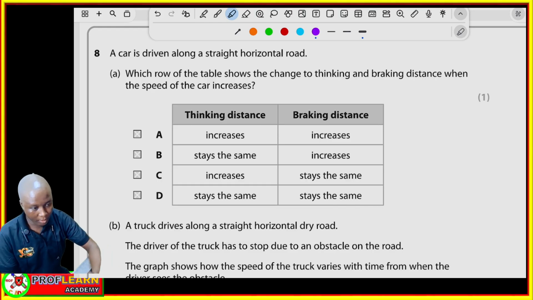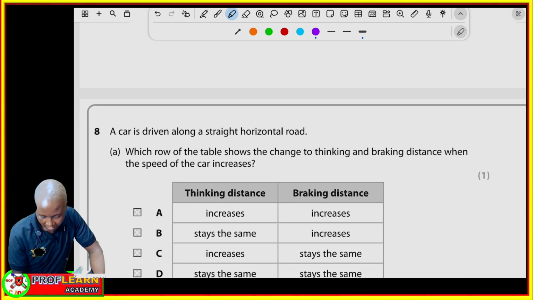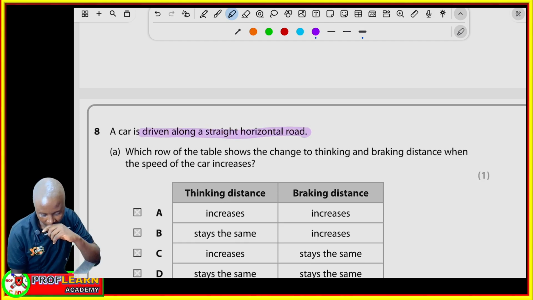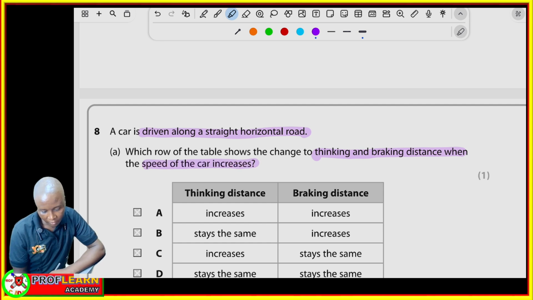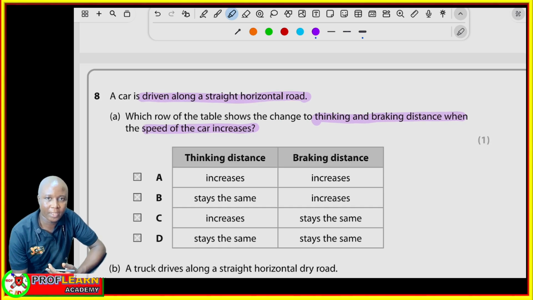Okay, so we can proceed and look at the question that has been asked. A car is driven along a straight road. Which row of the table shows the change in thinking and braking distance when the speed of the car increases? Thinking distance is the distance traveled by the car while the driver is thinking.